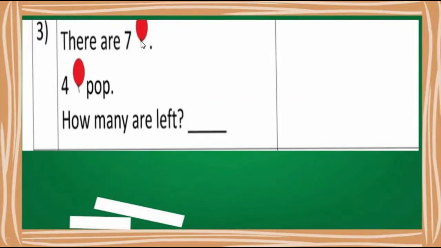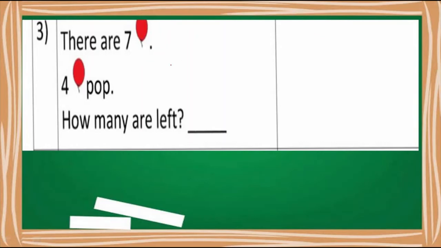There are 7 balloons. How many balloons are there? 7. 4 balloons pop. How many are left? So, what we have to do now, as I have just explained, first of all, we have to make an equation. See, how can we make an equation?